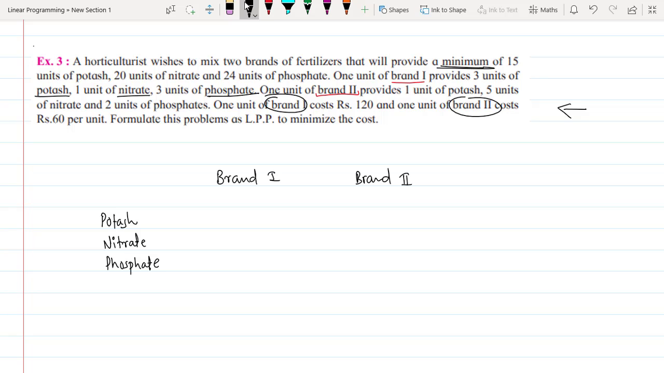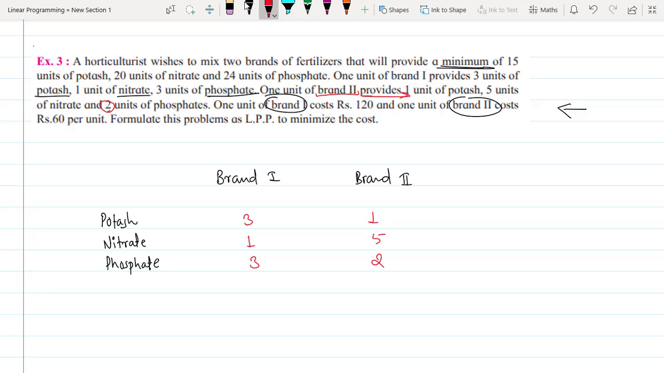Okay, great. Now tell me what we need for brand 1. So for brand 1 we need 3 units of potash. So write 3 units of potash here. Let me use some different color. So it requires 3 units of potash, and nitrate, how much? It is 1 unit of nitrate and 3 units again of phosphate. And for brand 2, 1 unit of potash, 5 units of nitrate and 2 units of phosphate.